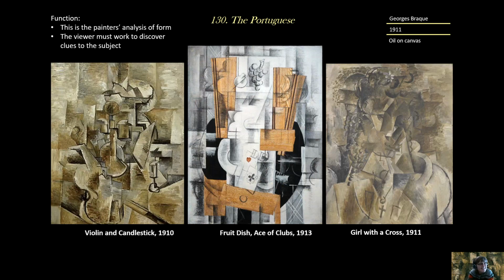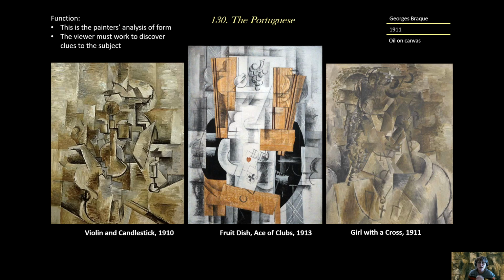All right, the function. This is Braque's analysis of the form being recreated, right? Dismembered, dissected, and our job as the viewer is to discover the clues to the subject. So I've given you three others of his work. This is the violin and candlestick, right? And so here's part of a violin. Here's part of a candlestick. And our job is to discover other views that we see in this canvas.